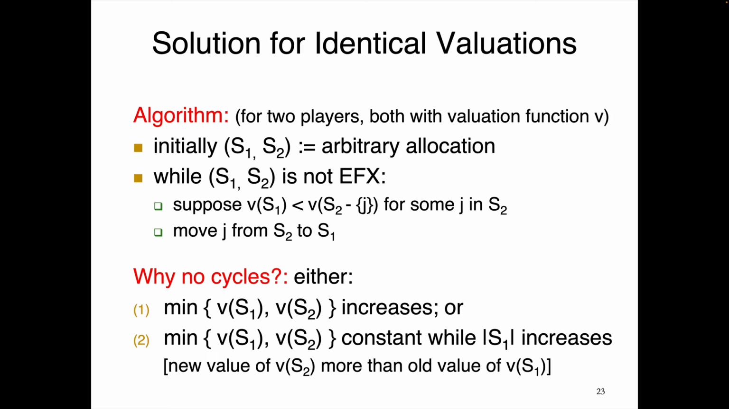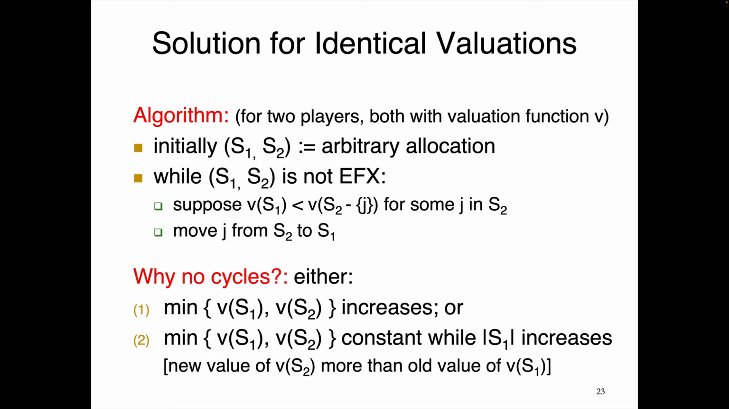So pretty clear that if this protocol terminates, we're good. It terminates with an EFX allocation, obviously. But with goods flowing back and forth, why would it terminate? Why wouldn't it cycle?